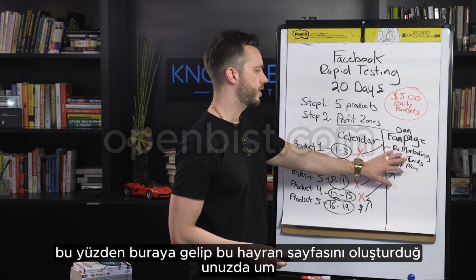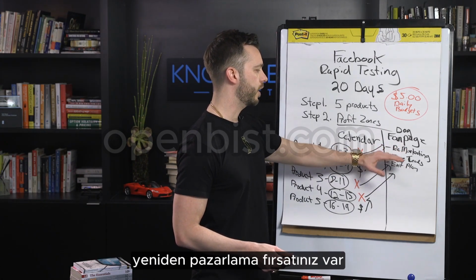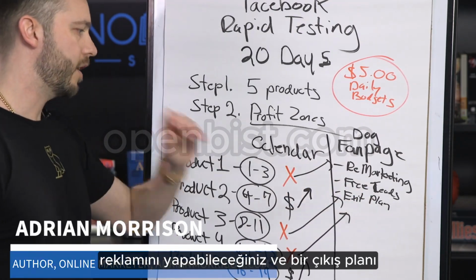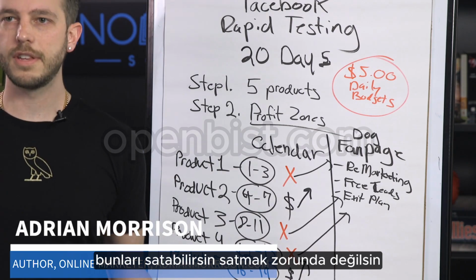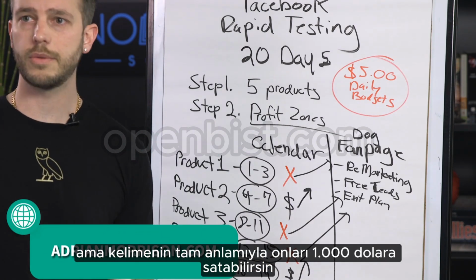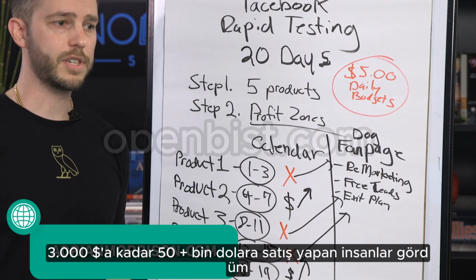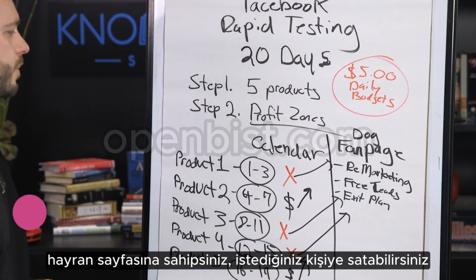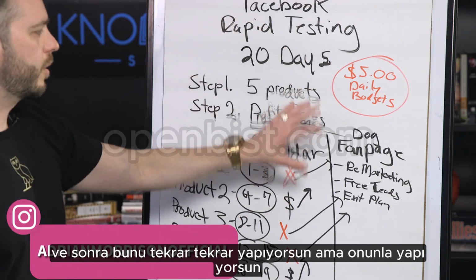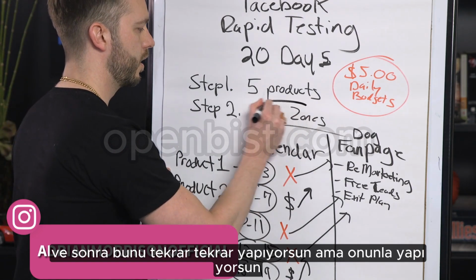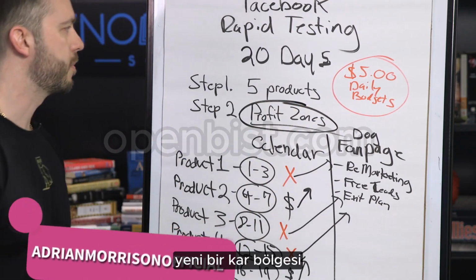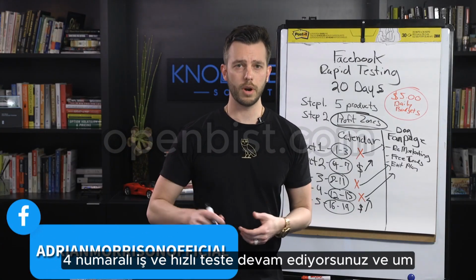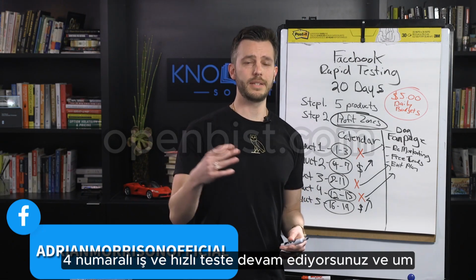So when you come over here and you build this fan page, you have the opportunity for remarketing. You have the opportunity to have free leads, which you can advertise to, and an exit plan. You can sell these. You don't have to sell them, but literally you could sell them for $1,000, $3,000, up to, I've seen people sell them for $50,000+. You own the fan page. You can sell it to whomever you want. And then you just kind of redo this all over again, but you do it with a new profit zone. So you might start with business number 2 or business number 3, business number 4, and you just continue to rapid test.